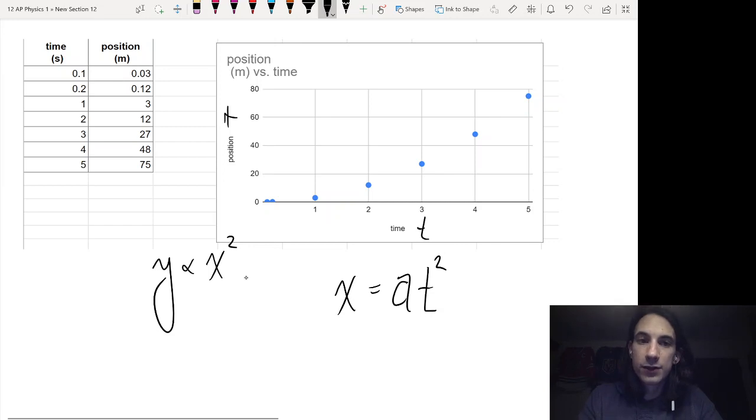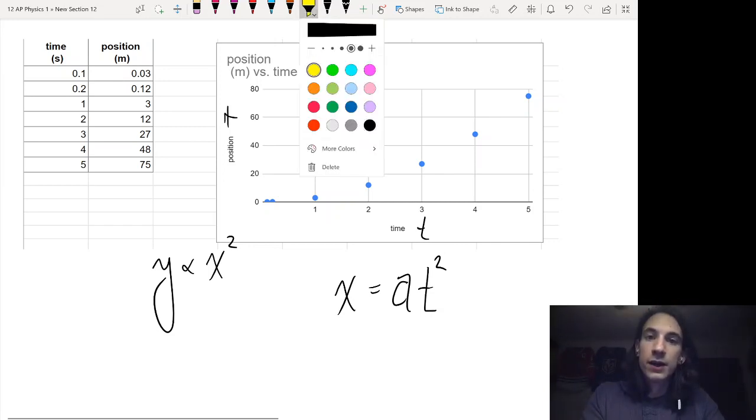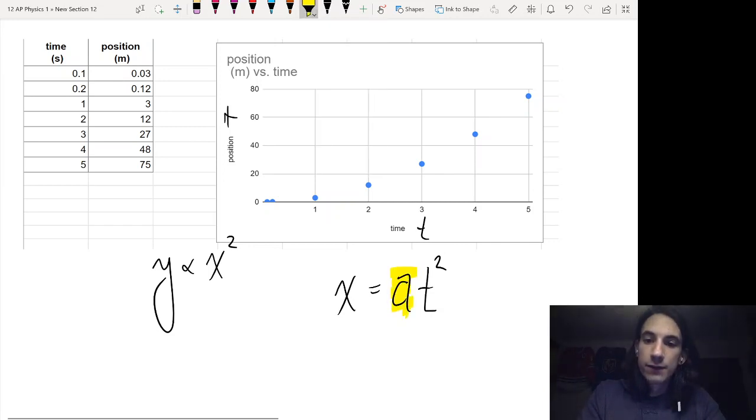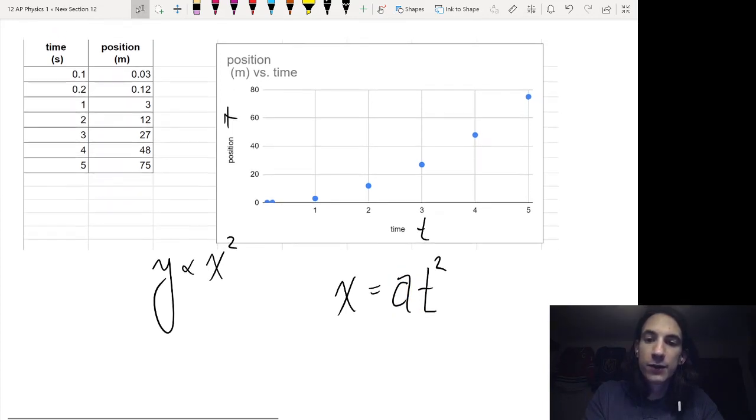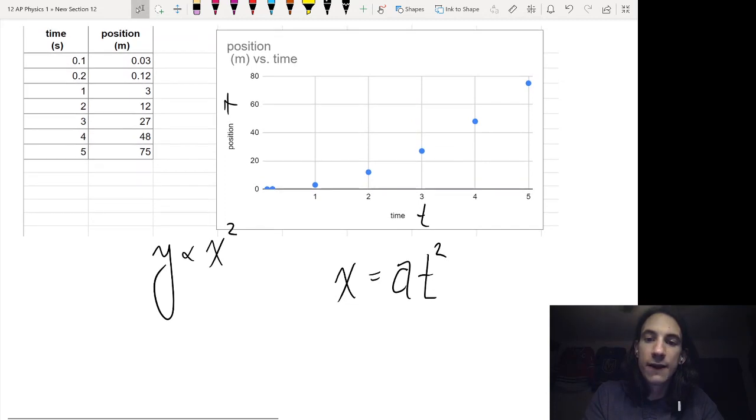So I have this relationship, but again, just like last time, I do not have an ability to really easily come in here and see what my a value is. That's really hard to calculate. That is a hard number to find. So now I have a reason to linearize this. I say, well, this looks a lot like y equals a times t squared.